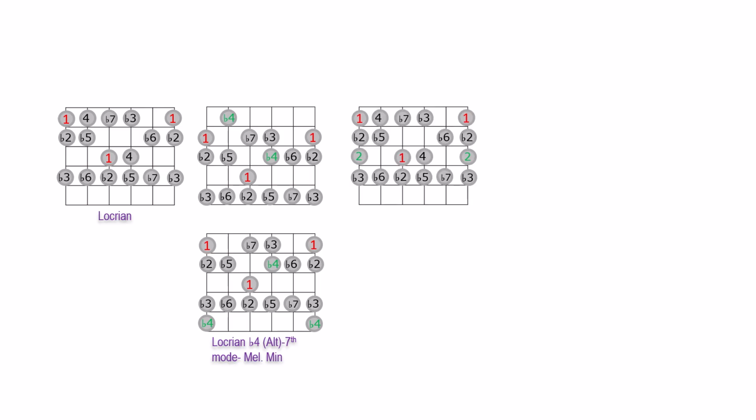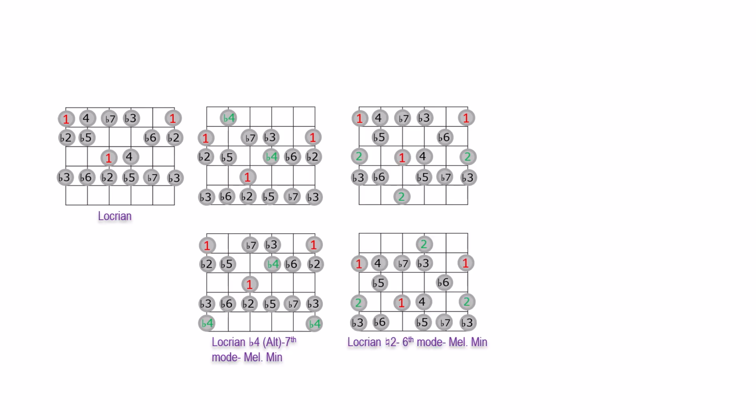Similarly, replace flat 2 with 2 to get Locrian natural 2. To avoid consecutive major seconds on the D string, place 2, 1 fret below flat 3, on the adjacent G string, visualizing the sixth mode of melodic minor.